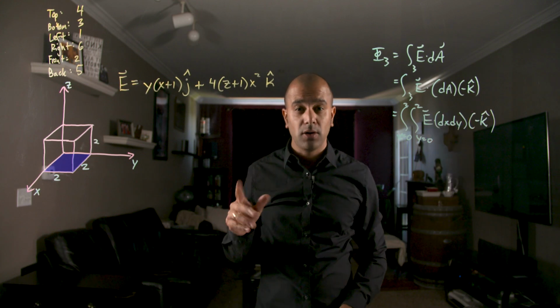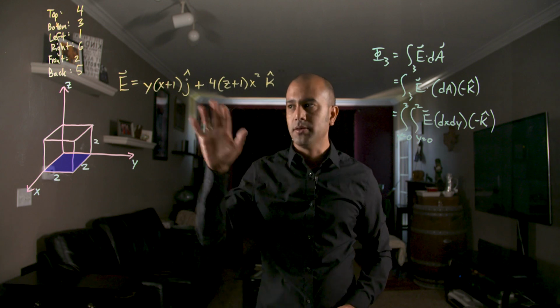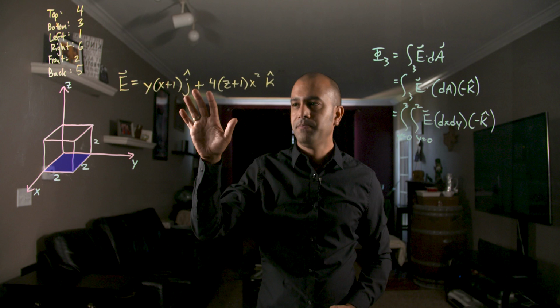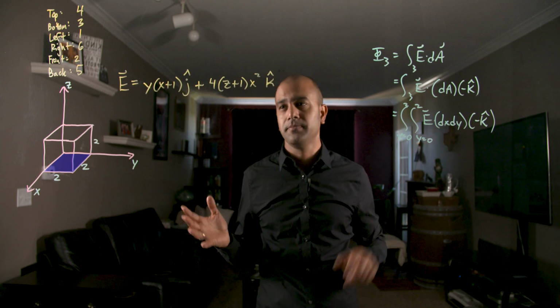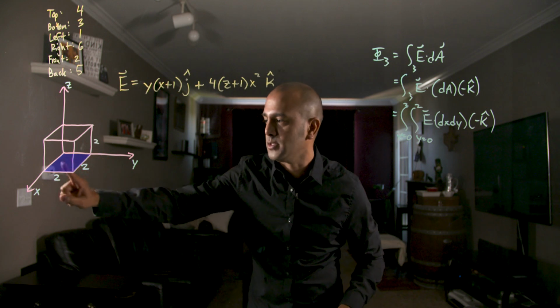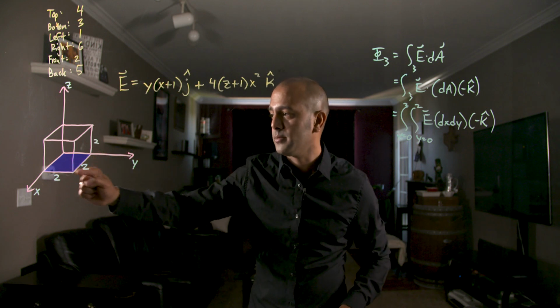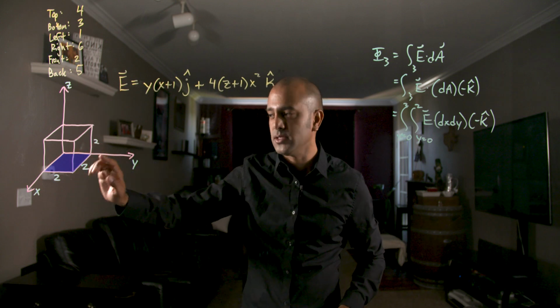OK, and now to solve this, I'm going to plug in my expression for the electric field into this integral. Now you'll see that the expression for the electric field depends on x, y, and z. And you're going to integrate over x and y. Well, what do I do with the z's? Again, on the bottom surface, when we figured out which ones were 0, we determined that z is always 0. It extends in x and y, but z is 0 everywhere there.